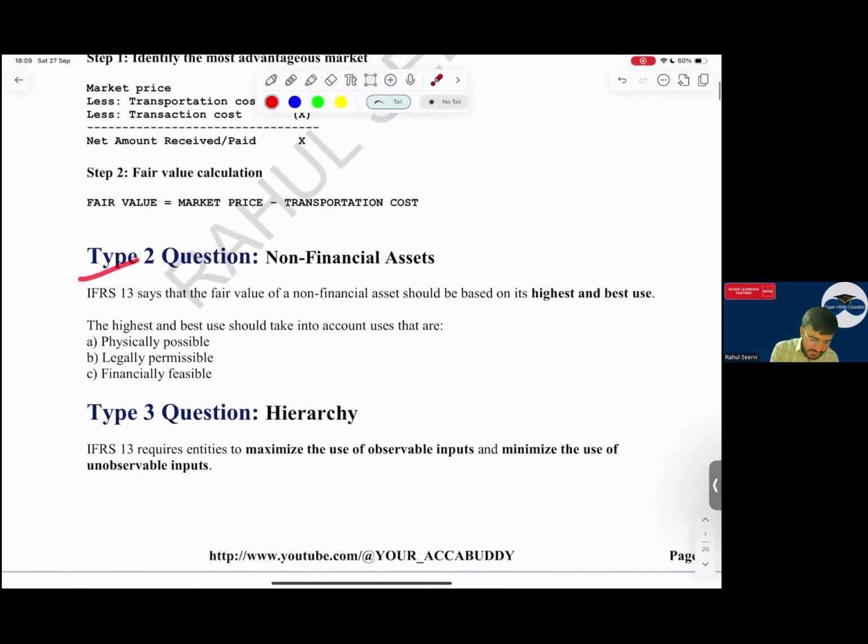Type 2 question that comes in the exam is regarding non-financial asset. Sometimes a land will be there, the company is saying that there is some other use also, so you have to consider the highest and best use for non-financial asset. When we consider this, we should keep in mind what? Physically possible, legally permissible, and financially feasible or not.